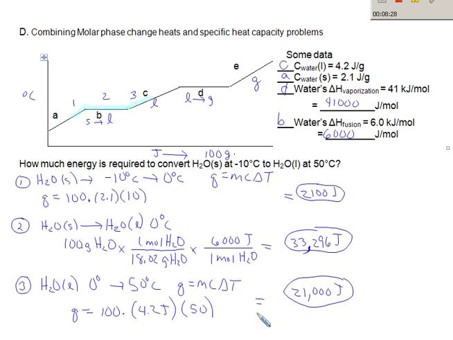So what I'm going to do is add parts 1, 2, and 3 together. So I'm going to add all of these up. And in my final answer, I'm going to have 56, and I'm going to round here, 56,000 joules. So that is my final answer. Let's put a box around it because that is the very, very final answer.